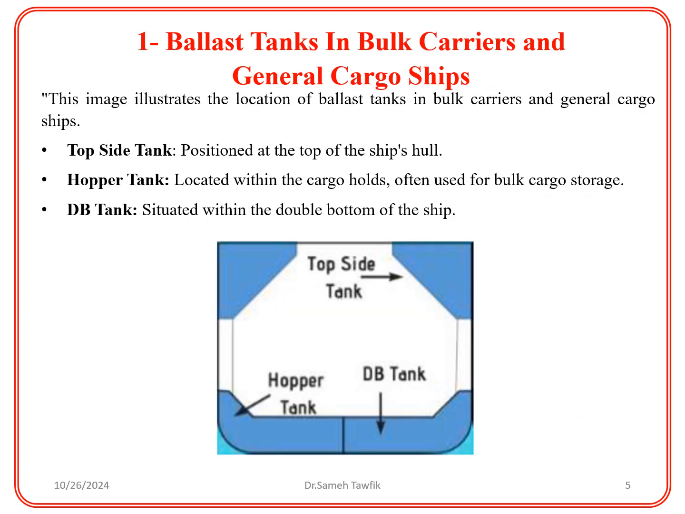1. Ballast tanks in bulk carriers and general cargo ships. This image illustrates the location of ballast tanks in bulk carriers and general cargo ships. Top side tank, positioned at the top of the ship's hull. Hopper tank, located within the cargo holds, often used for bulk cargo storage. DB tank, situated within the double bottom of the ship.